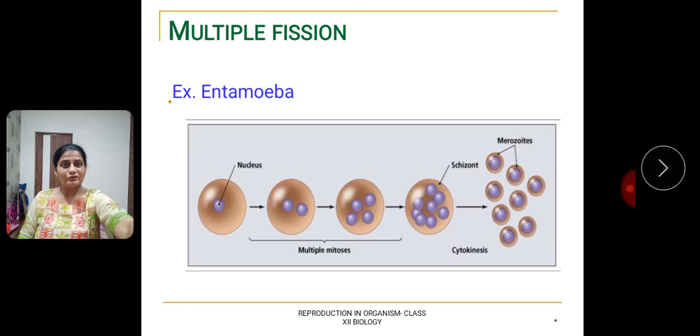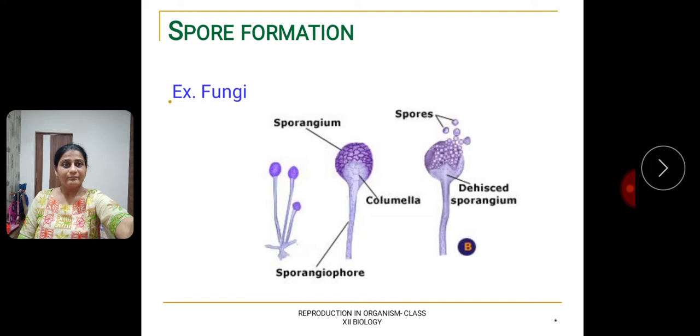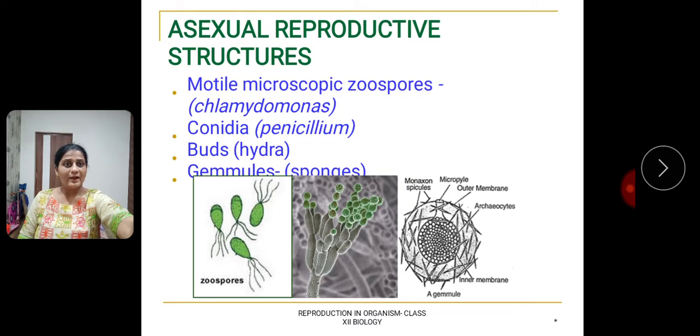This is about binary fission in amoeba, then multiple fission, then budding, then spore formation, and asexual reproductive structures, that is motile zoospores, which are found in Chlamydomonas, conidia, which are found in Penicillium, buds, which are produced by Hydra, and gemmules. This we have studied, we have completed this in our last video. Today we will start with vegetative propagation.